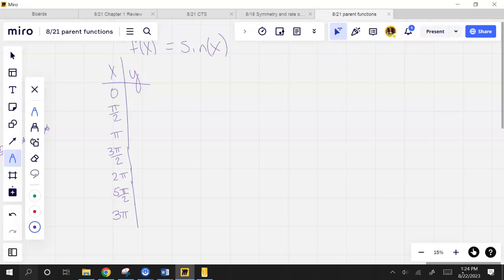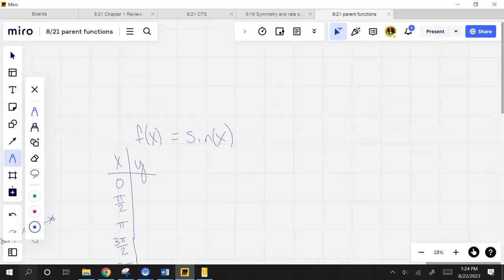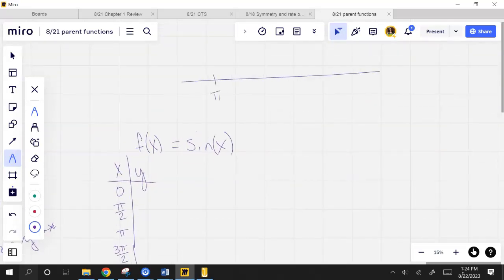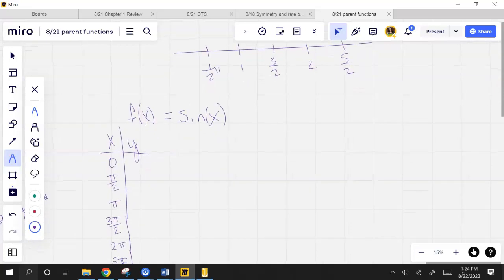Okay, ignore the pi. 1/2. If every tick mark was 1/2, right? What would the next tick mark be? 1. What would the next one be? 3 over 2. What would the next one be? 2. What would the next one be? The only difference is I'm putting pi's with these.